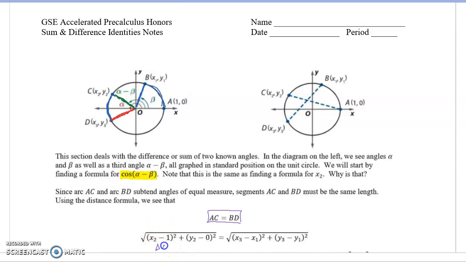That's my delta x. And the difference in my y values, that's y2 minus 0. That's delta y. We square them and add them and then take the square root. That's the difference formula, and that's going to be the length of AC. Okay, we're going to do the same thing with DB, right?